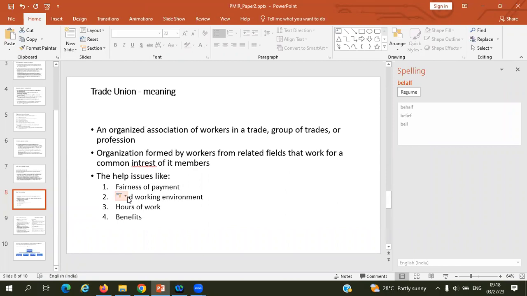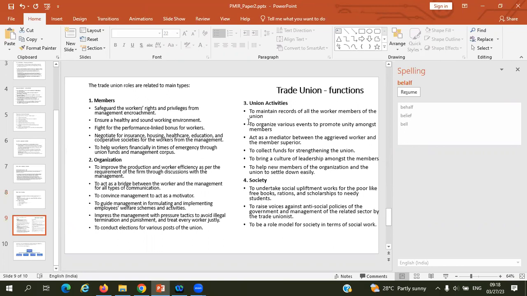Here in this slide, you understood a few examples. In the next slide, we'll see the functions, roles, and responsibilities of the trade union. Broadly, it has 4 categories. Functions for members. Members means whoever are the registered members of the union. Primarily, they are workers, they are employees.